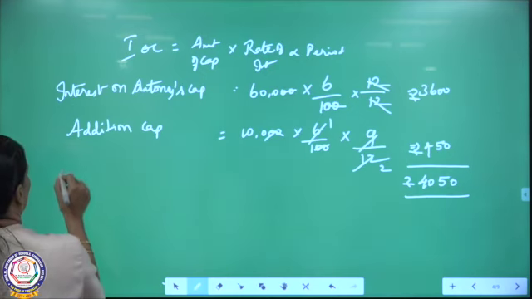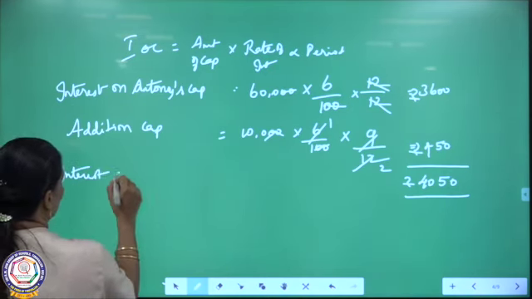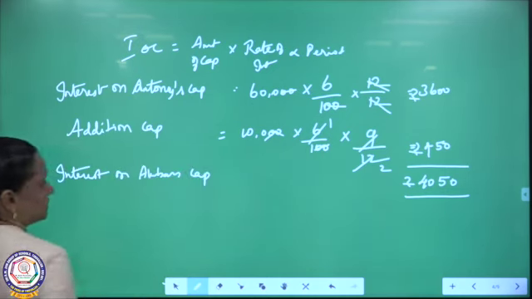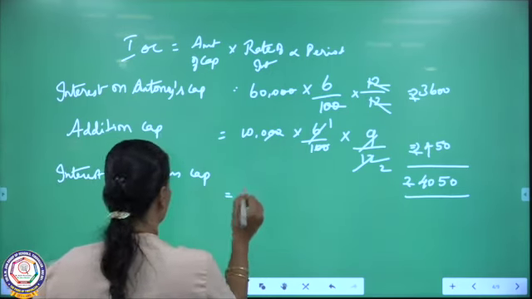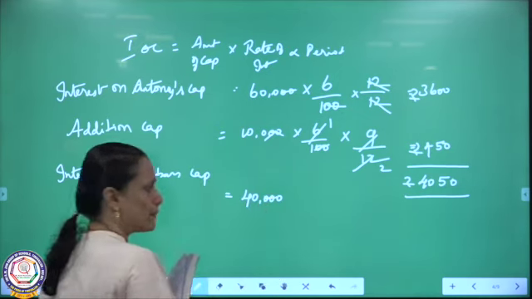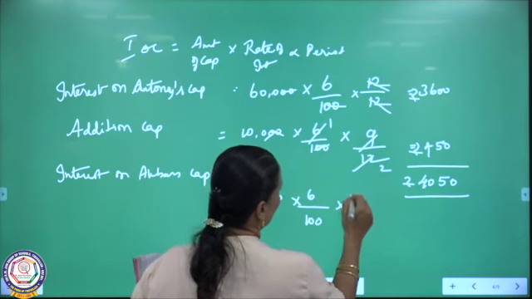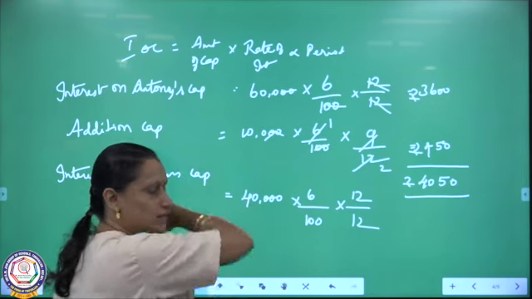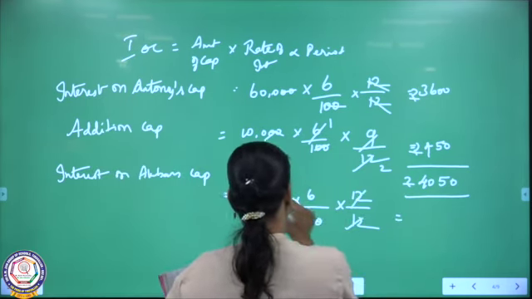So, interest on Akbar's capital. How much did Akbar introduce? Opening capital is 40,000. Same, 6 by 100 into 12 by 12. Why? In the sense throughout the year. Opening capital in the sense throughout the year you have to calculate, isn't it? How much will you be getting?